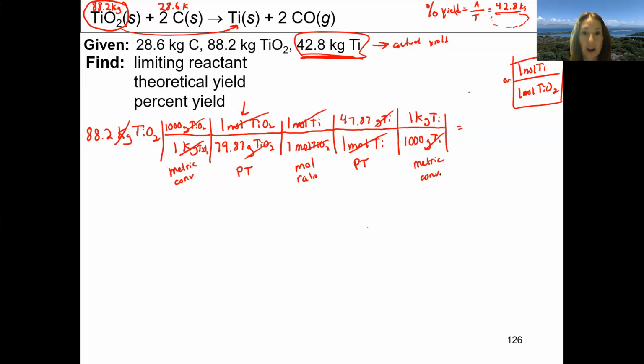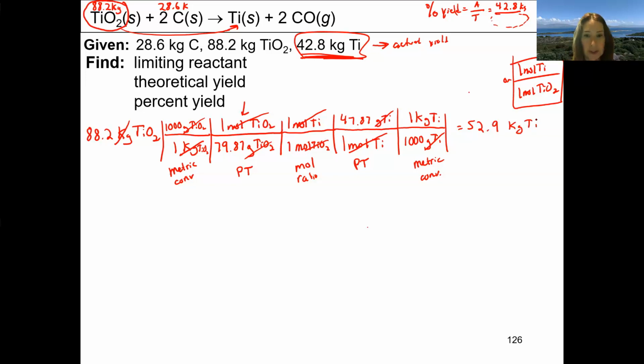How do you know which piece to put where? Follow the units. I don't even know what you get here. I'm going to do the next one and I'll come back and put it in my calculator later. So actually, I'll put this in the calculator just so I can explain using numbers. Times 1,000 times 47.87 divided by, open parentheses, 79.87 times 1,000. Actually, I could have just left 1,000 out. So I got 52, sig figs are all 3, 52.9 kilograms of TI.